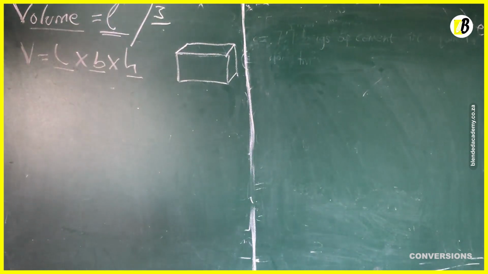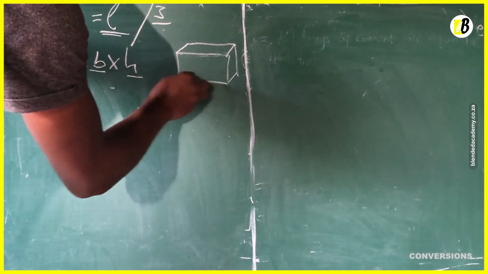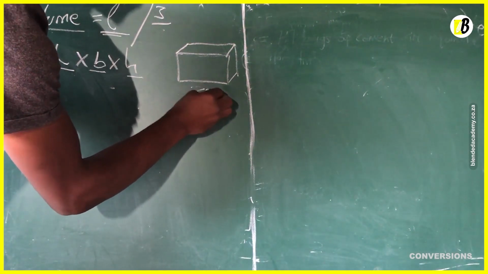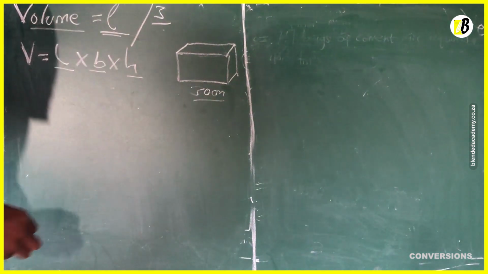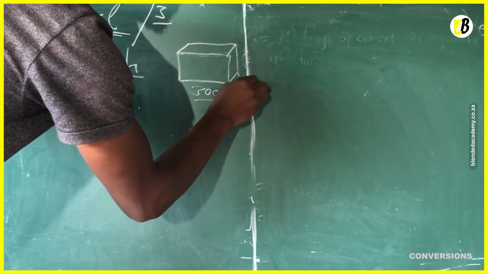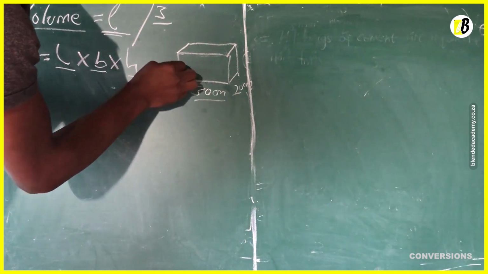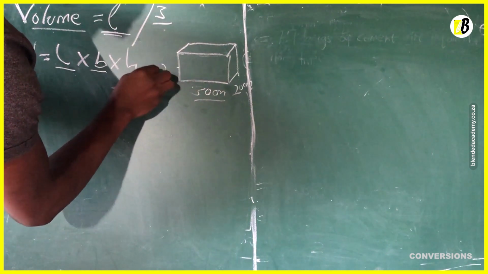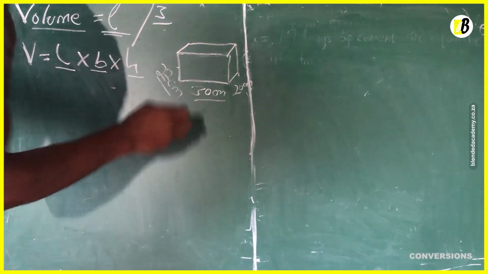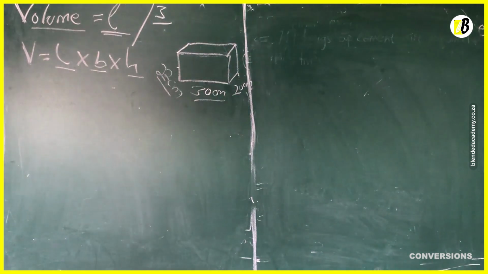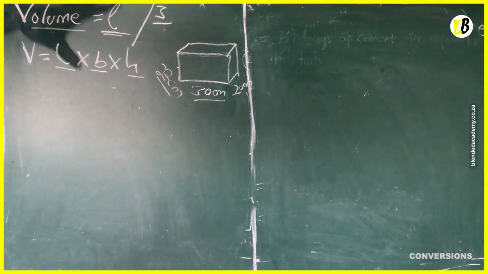Let us give our shape dimensions. Let's say this side is 30 centimeters, and let's say this side is 20 centimeters, and then let's say this side is roundabout 22 centimeters, right? So let's see if we can work this out. The question will come as follows. Calculate the volume of the rectangle, and then you'll be given these dimensions.